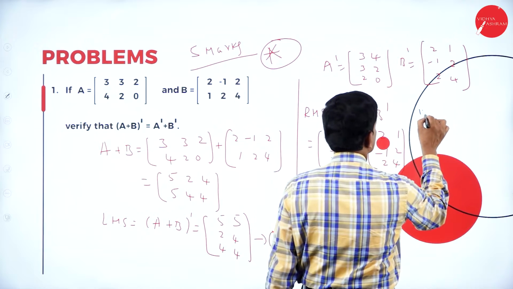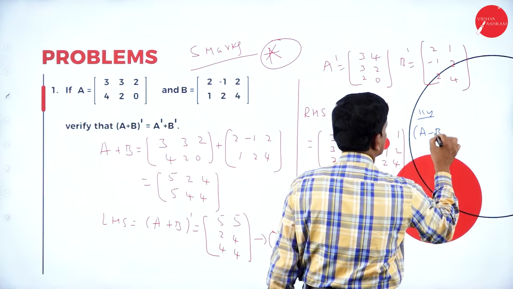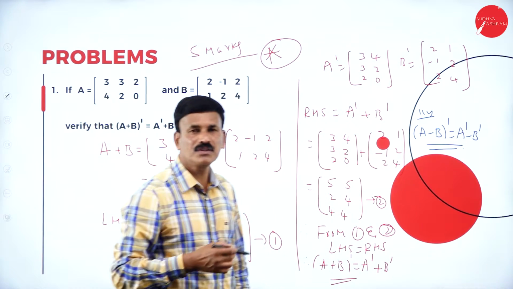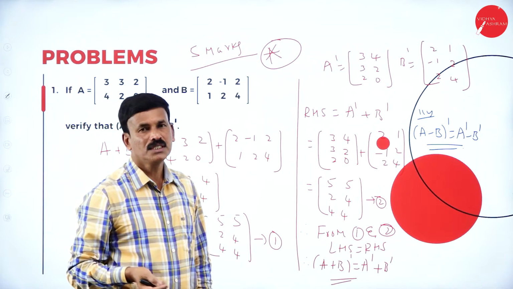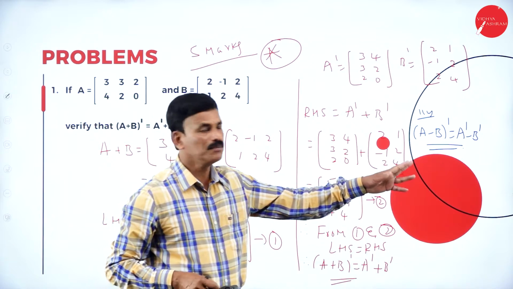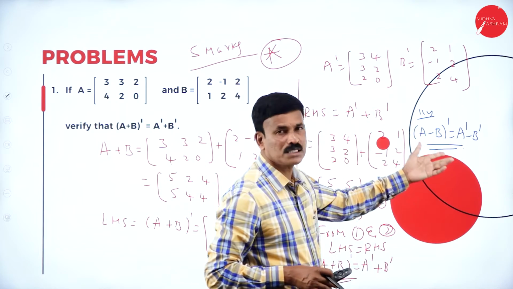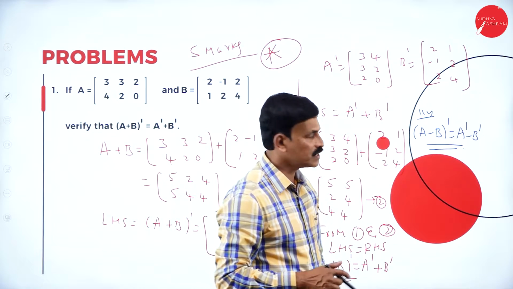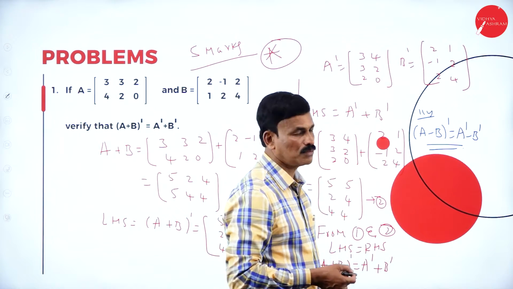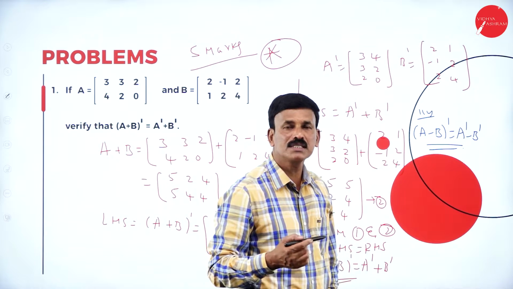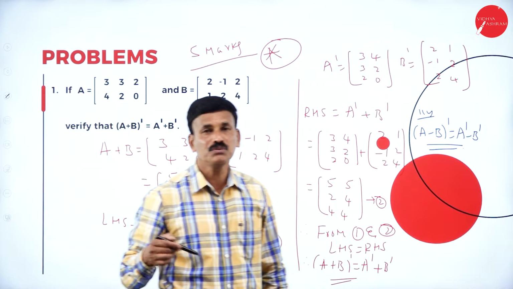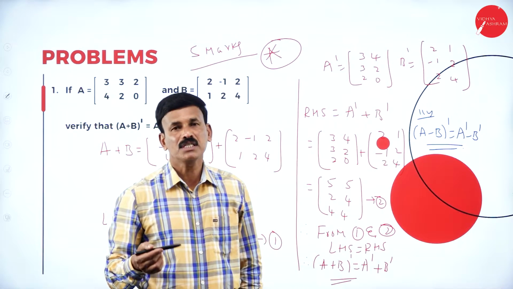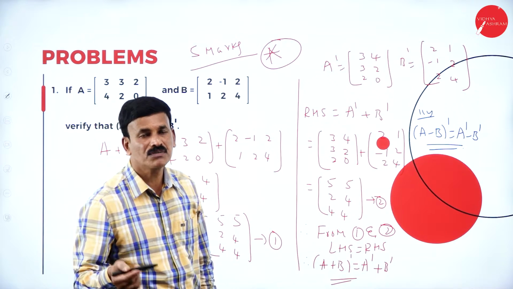Similarly, you can prove A minus B whole dash is equal to A dash minus B dash. If you want, you can verify it. For that, subtract A and B, A minus B, and transpose it, and A dash minus B dash. Subtract A dash and B dash, you will get the same answer. That is, LHS and RHS are found to be same. So you can conclude A minus B whole dash is also equal to A dash minus B dash. So you may expect either this or that for 5 marks.